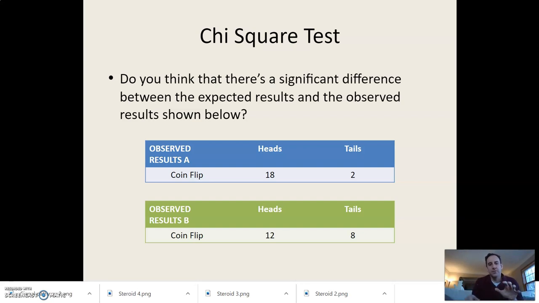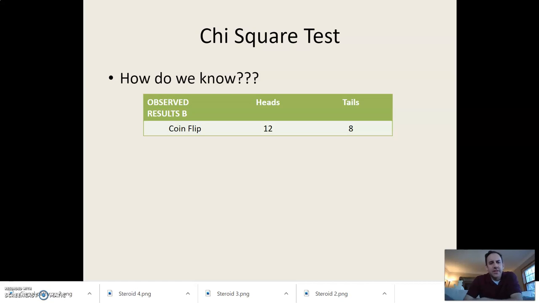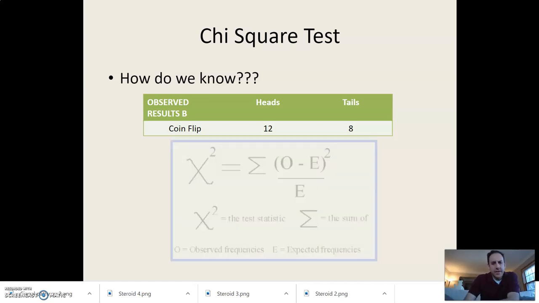Like, where is it between 12 and 8 that we say is pretty much random chance, and 18 and 2, which we say, it's definitely not random chance, something's going on there? At what point can we tell? That's where the chi-square test comes in. So, how do we do it?